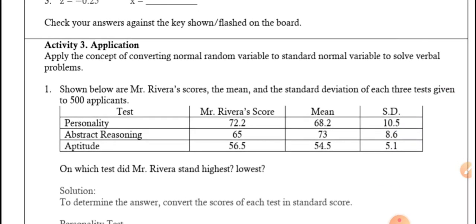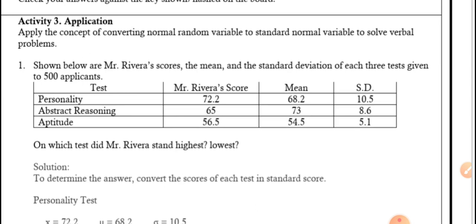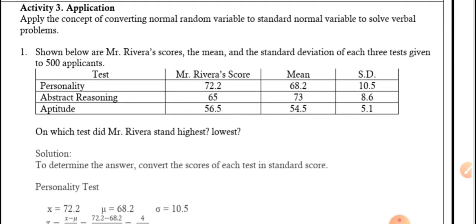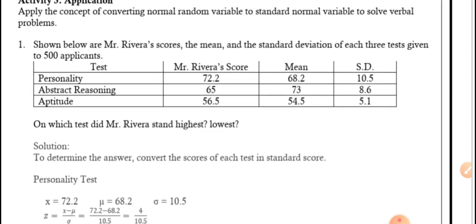So, activity number 3, medyo mahaba-haba yung application natin because this is equivalent to 2 activities or 2 topics combined together in one activity. Apply the concept of converting normal random variable to standard normal variable to solve verbal problems. Shown below are Mr. Rivera's scores, the mean and the standard deviation of each of 3 tests given to 500 applicants. Ito ngayon yung real-life application kung kailan ba ginagamit yung z-score.